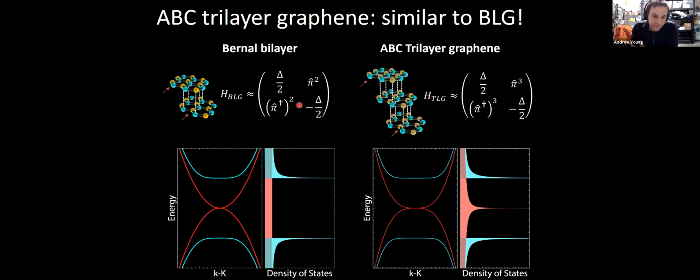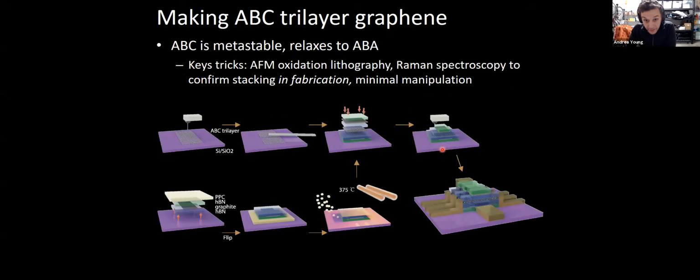And what this amounts to in a very simplified two-band model is that rather than getting, say, a p squared dispersion, you get a p cubed dispersion without applying an electric field. And once you apply an electric field, you actually get a p to the 6th dispersion, and that gives you a stronger Van Hove singularity than you do in bilayer graphene. And so one might hope that this would give you stronger interaction effects.